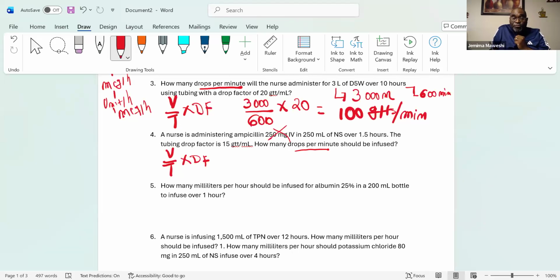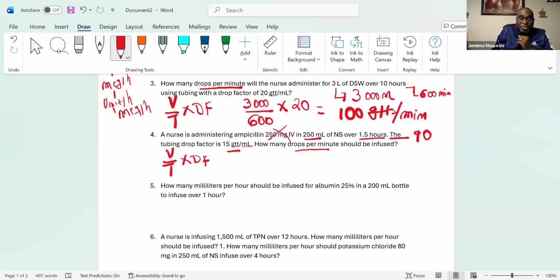Just double check that your volume is in milliliter and your time must be in minutes. Boom, that's a problem. Your drop factor is there. So you have to convert that 1.5 hours to minutes. 1.5 hours gives you 90 minutes. When you do 1.5 times 60, you got 90 minutes. You don't believe me?